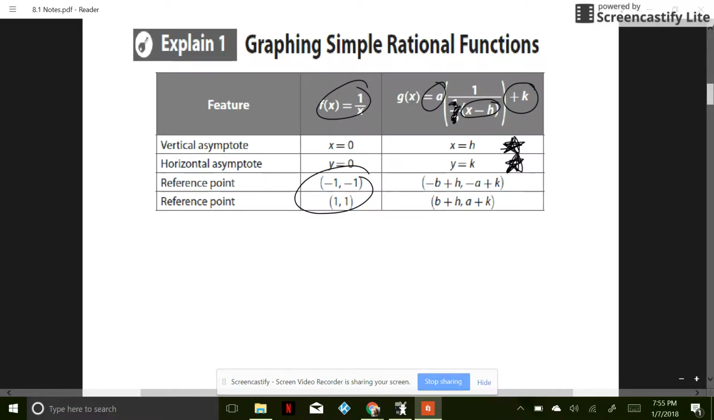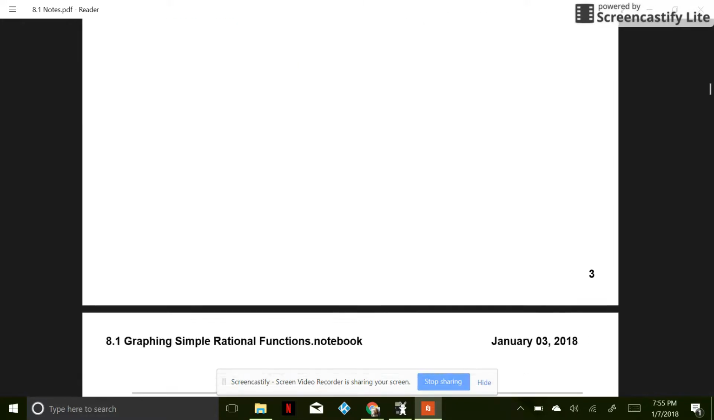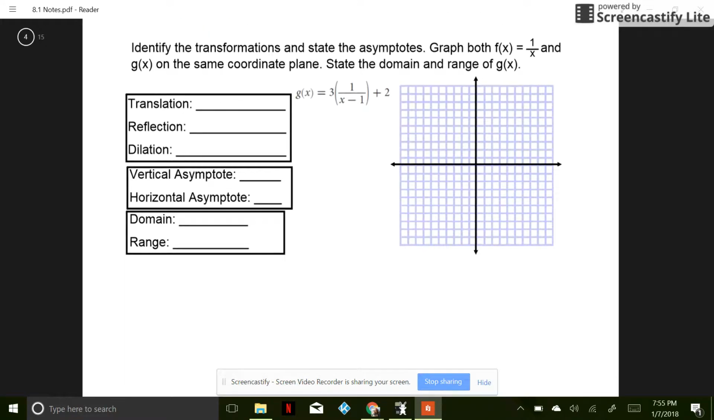A is still going to be telling us if it's a negative, that means we're doing the reflection across the x-axis. And if it's a number bigger than 1, that's when we're doing a stretch. And if it's a fractional amount, that's when we're doing the compression. And then we'll use these reference points to apply the changes based on what the function is doing. So let's try one of these out.